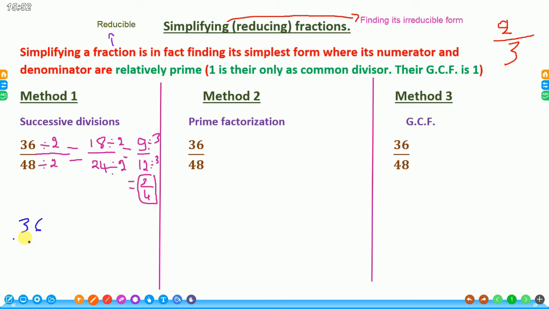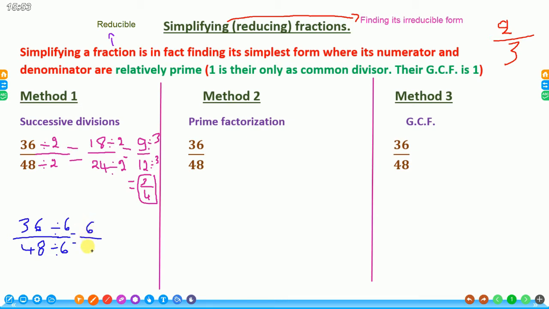Of course, I don't have to simplify only by these divisors. I can choose any common divisor that I want, depending which one I will find first. For example, 36 and 48 are both divisible by 6. If you notice that 6 is a common divisor, you can start with 6. You don't have to start with 2. Maybe you can start with 6, then simplify by 2 if it's possible.